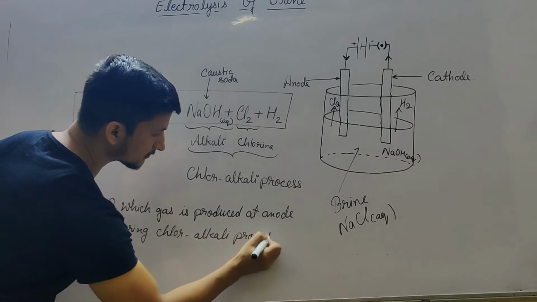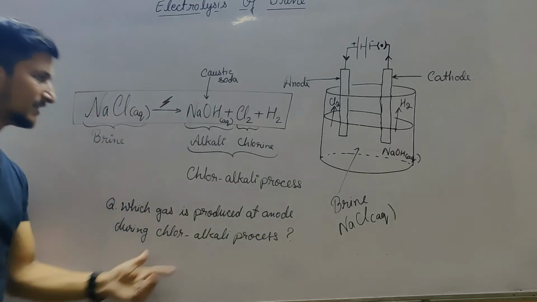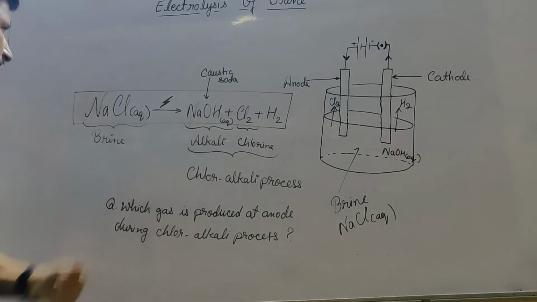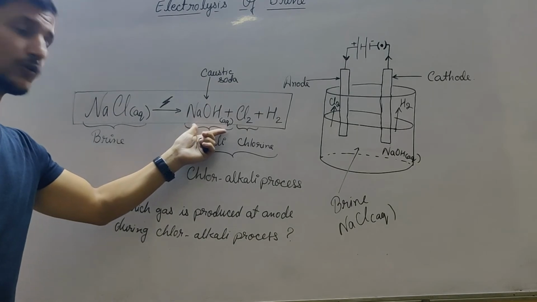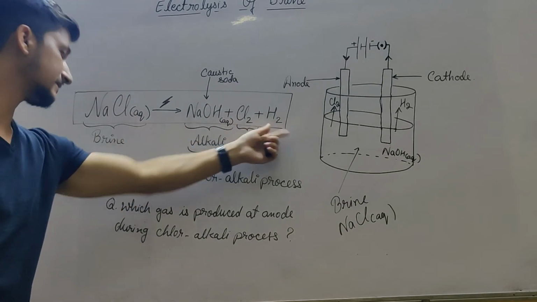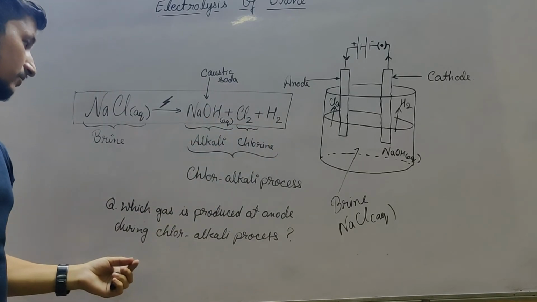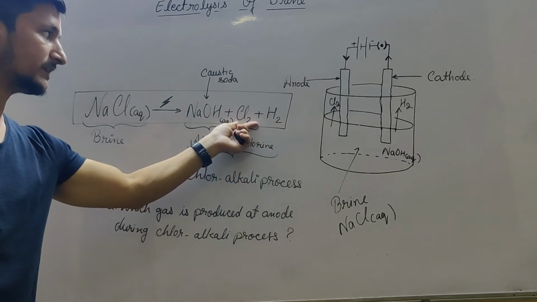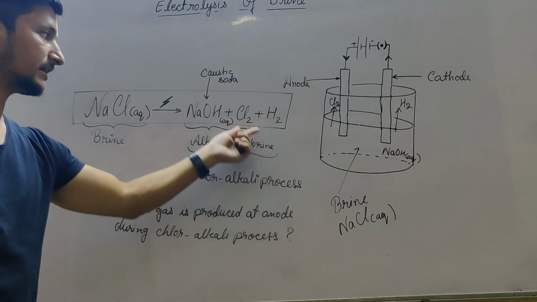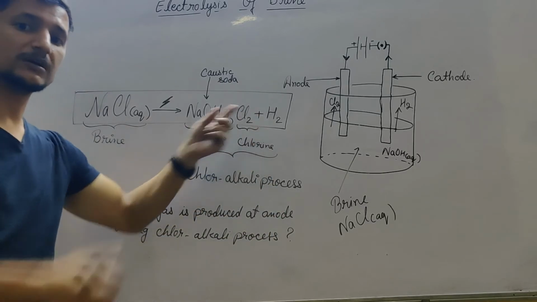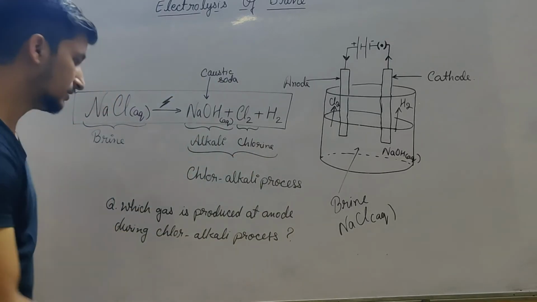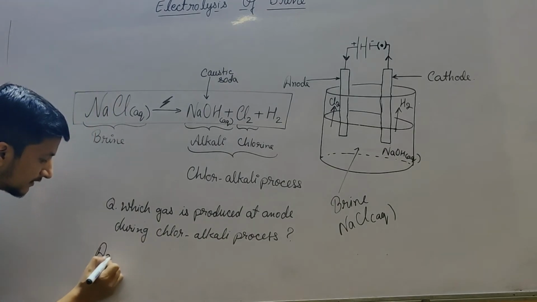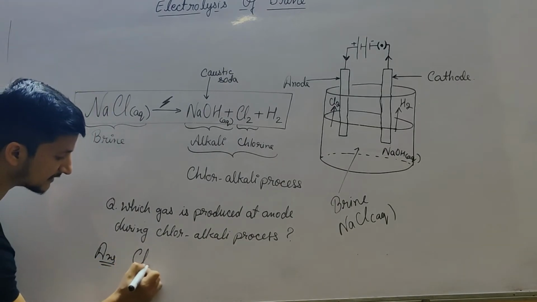Now we know the chlor-alkali process, and we know the products: caustic soda, chlorine gas and hydrogen gas. It is talking about the gas produced at anode, anode being positively charged and chlorine being negatively charged. So anode will attract chlorine towards it because opposite charges attract each other. So here the answer will be chlorine gas, or Cl2 gas.